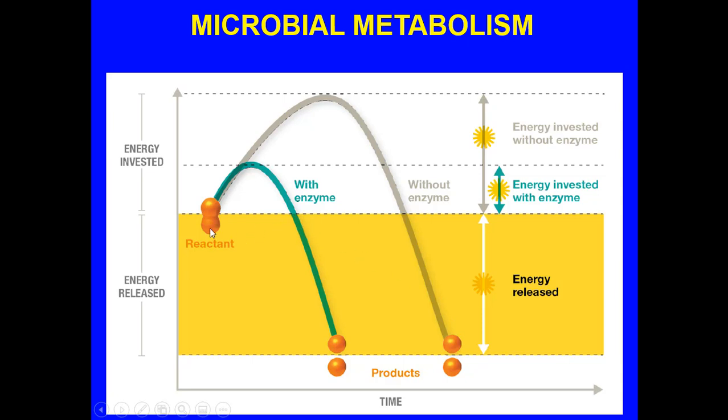But here, follow the green line. If you react it with the enzyme, you have a much, much lower amount of energy that has to be invested. This is because the enzyme is doing a lot of the work, and you still get the same amount of energy released. You get the same products. And by the way, notice the time difference between here and here. So this reaction can occur much quicker, and much less expenditure of energy is required.